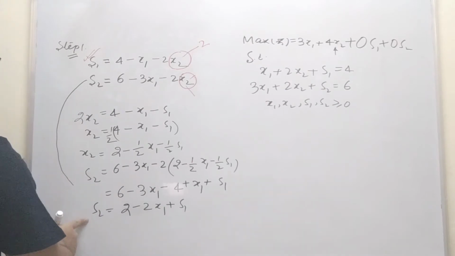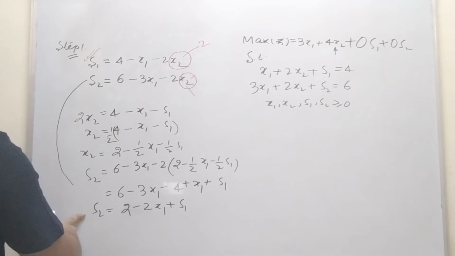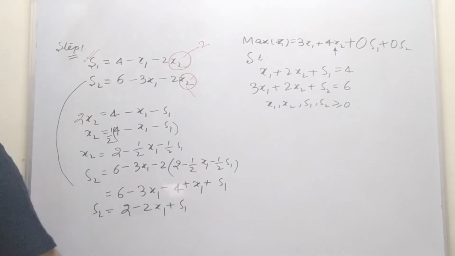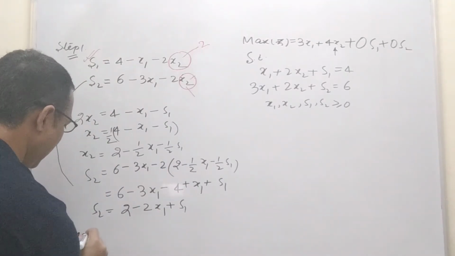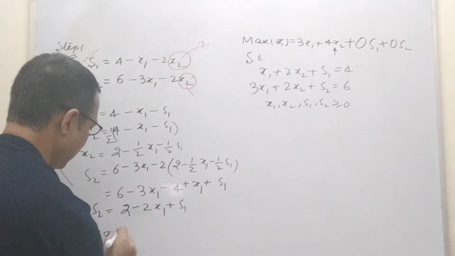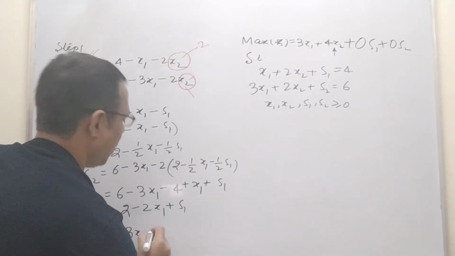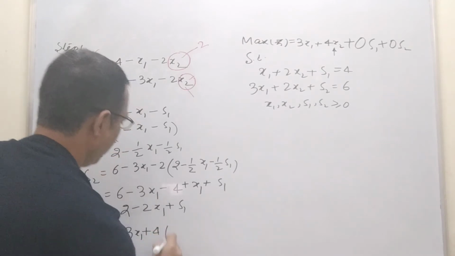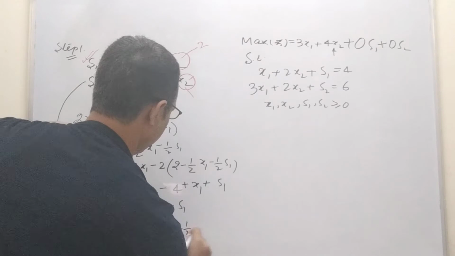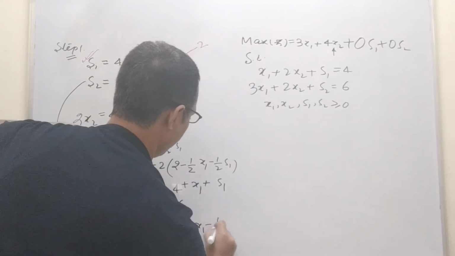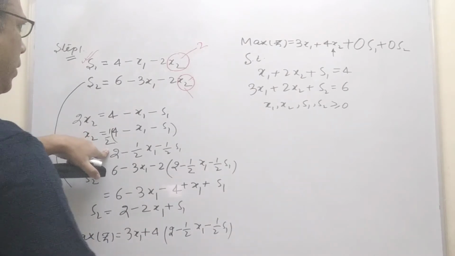x2 and s2 have now entered into the basis. s2 was already there in the basis, and x2 has entered into the basis. And now what is the objective function? The objective function is max z equal to 3x1 plus 4 x2. Since x2 has entered into the basis, we take its value, 2 minus 1 by 2 x1 minus 1 by 2 s1.